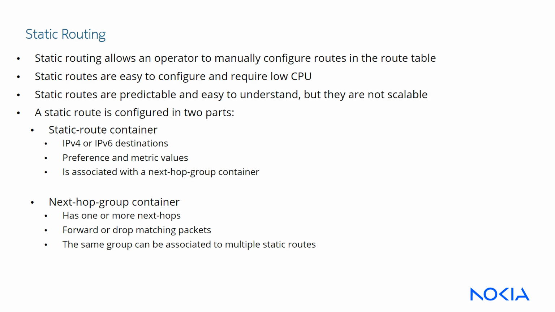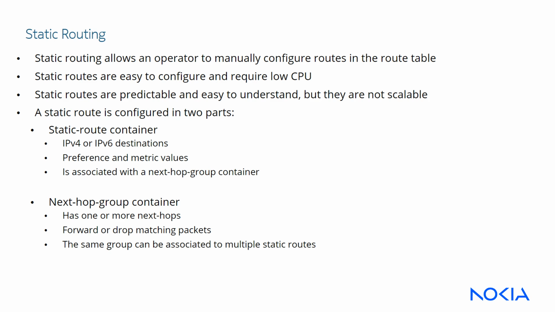A static route is predictable since traffic matching the configured prefix follows the next hop defined in the next hop group. A drawback of using static routes is that they are not scalable. Whenever a new network becomes available, the router must be configured with a static route to reach that network.